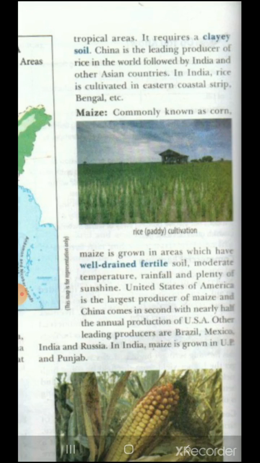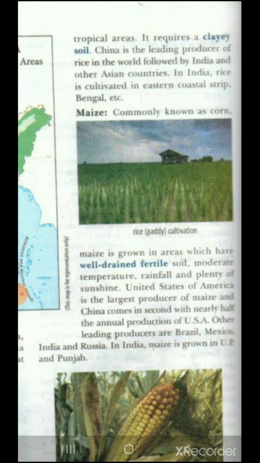Water is so important for the cultivation of rice that even its transplantation is done in stagnant water in the field. Paddy is transplanted in stagnant water in the field, and it requires a clay soil. Now why does it require clay soil? Because it has the ability to retain water, to hold water for a long period. So that's why rice grows well in clay soil.